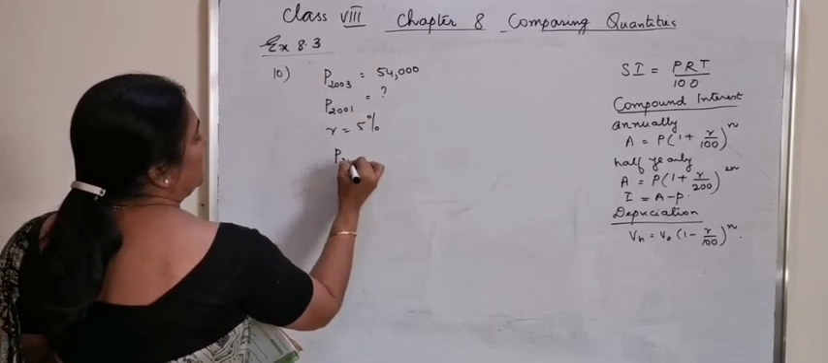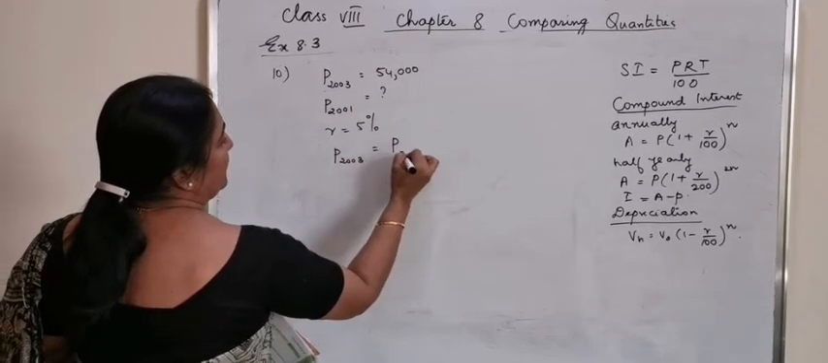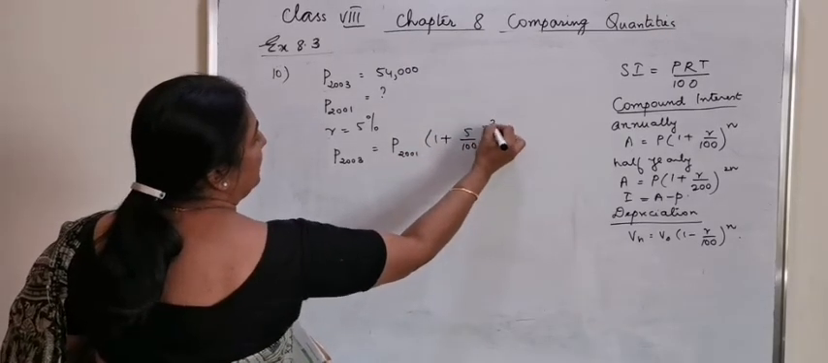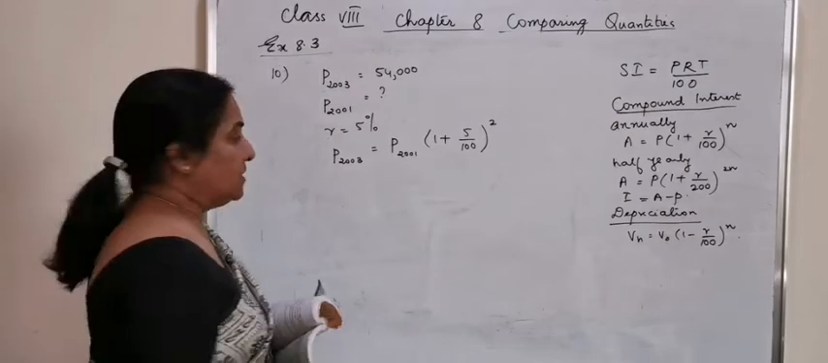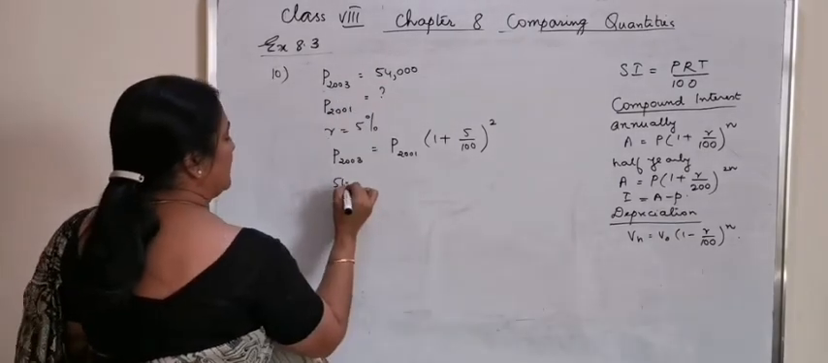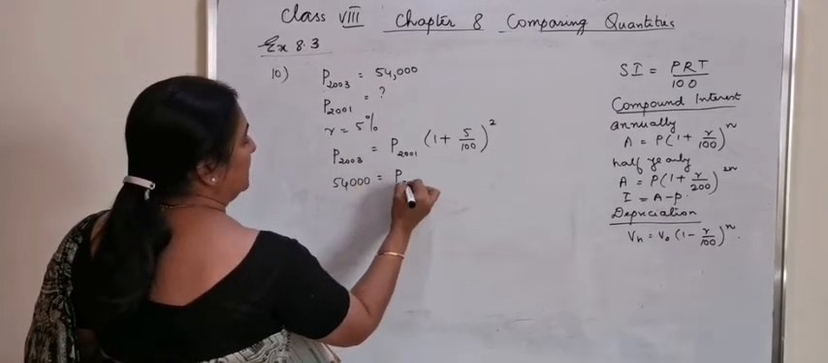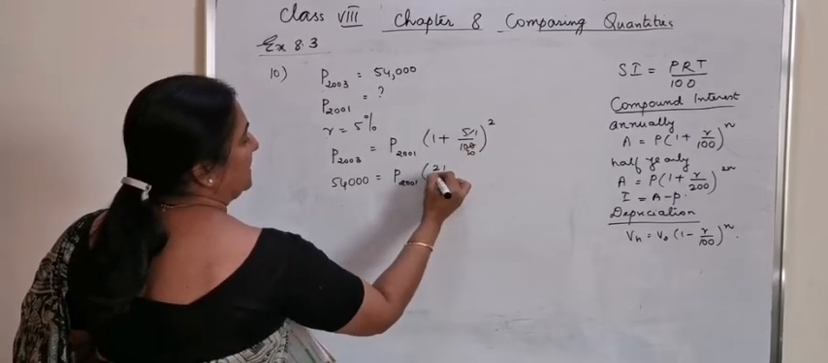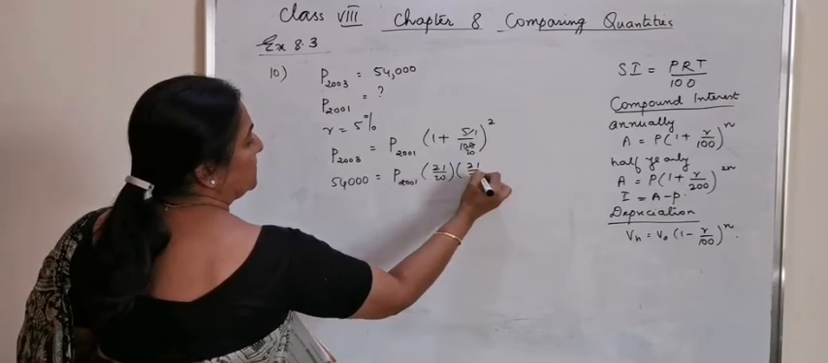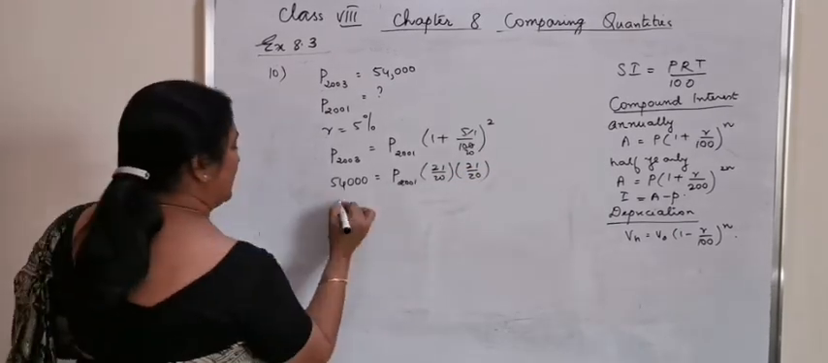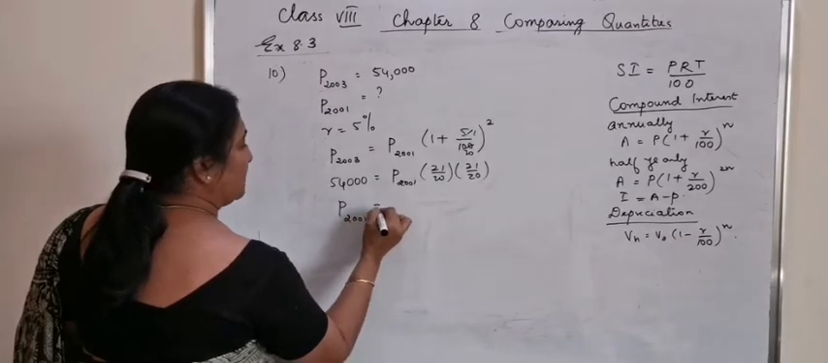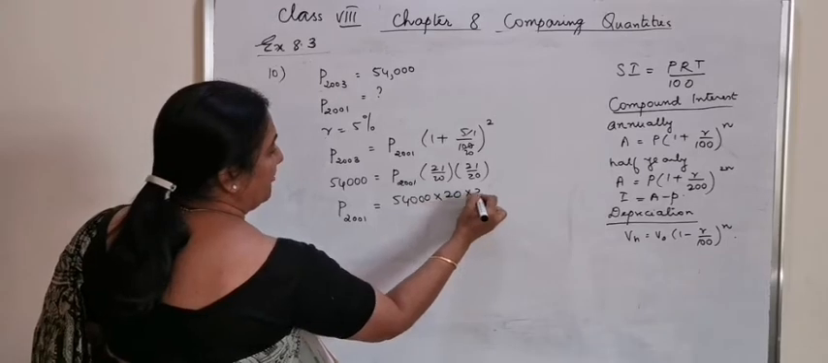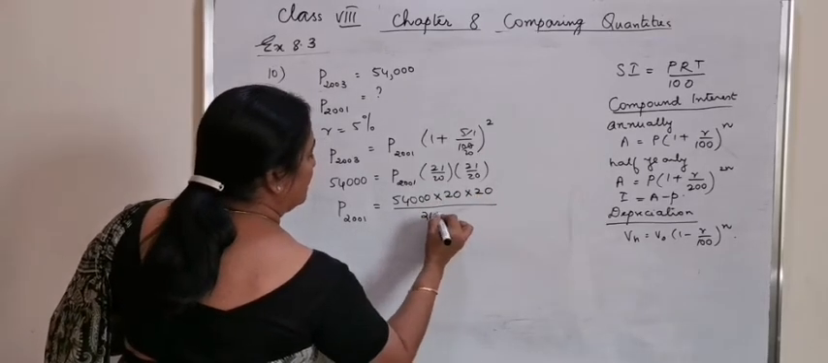So population in 2003 is the same as population in 2001 into 1 plus 5 by 100 to the power of 2, because the difference in years is 2. Population in 2003, 54,000, is equal to population in 2001 into 21 by 20 into 21 by 20. Or by cross multiplication, population in 2001 is equal to 54,000 into 20 into 20 by 21 into 21.